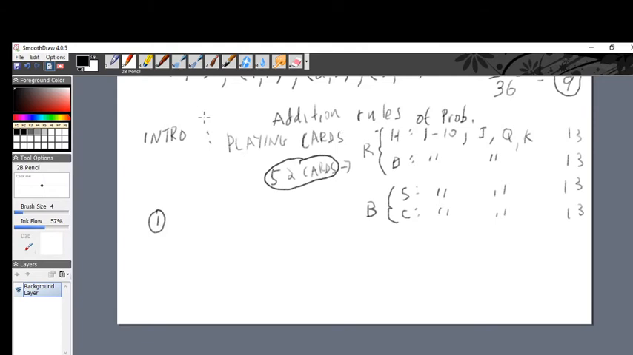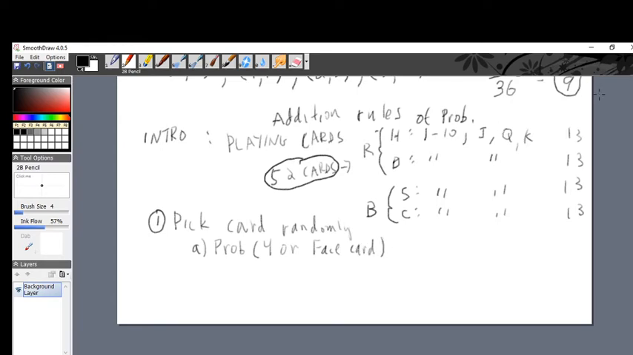Okay, so let's get to our problem. The problem is as follows. You pick a card randomly. That's the usual, there's nothing unusual about that. And what's the question? Here's question A. What's the probability of getting a 4 or a face card? A face card would be jack, queen, and king.